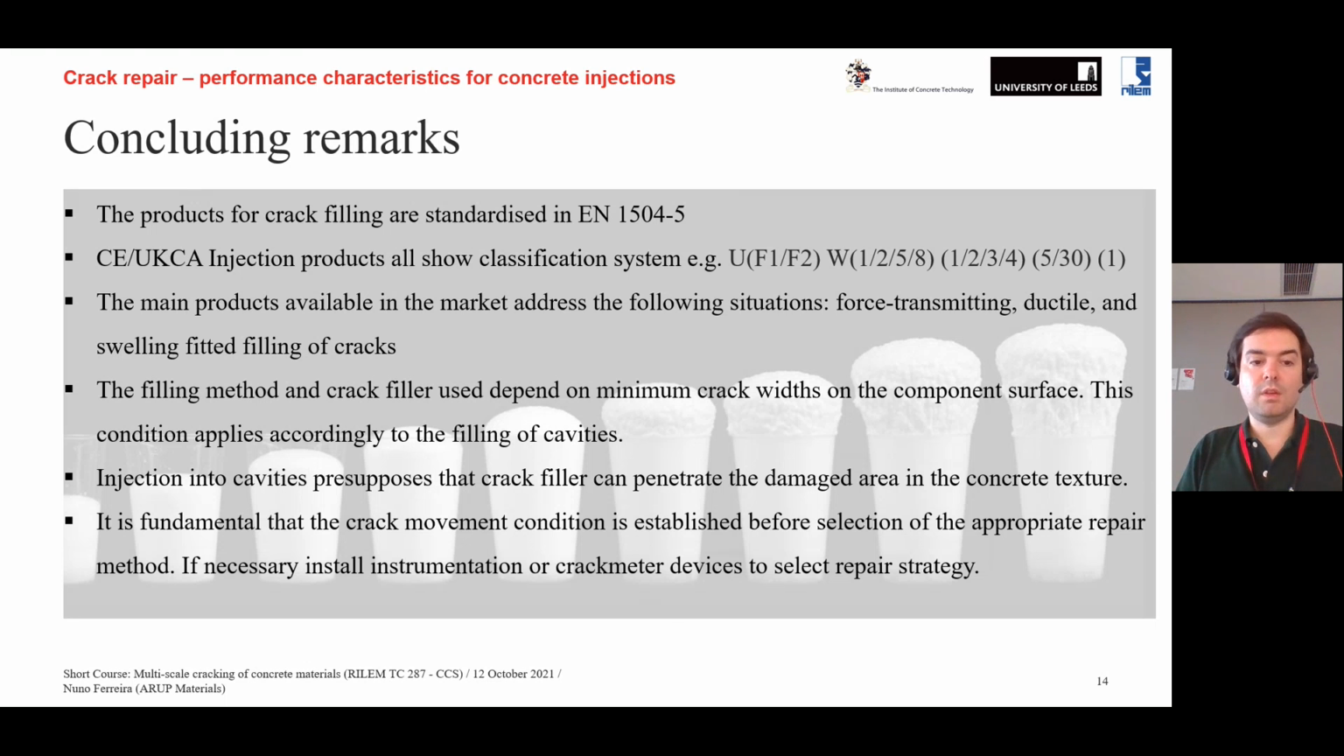Well, I hope I have given a bit of a helicopter view of the injection systems used for structural strengthening and for protection against ingress, and I hope this is helpful in your future work. Thank you very much.